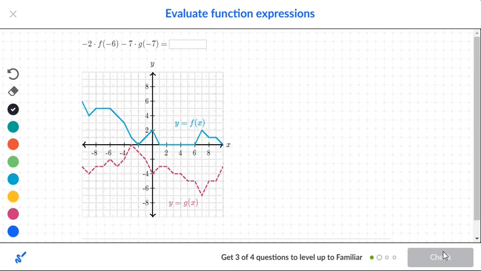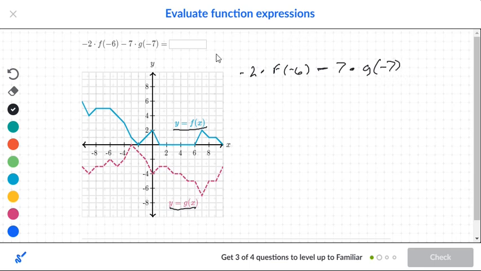Okay, next question. Again, you want to look at your graphs. You have to realize that the f of x is the blue, the g of x is the red. So you're going to take a negative 2 times f of a negative 6. This time we're subtracting, so it's a minus. Then we have 7 times g of a negative 7.